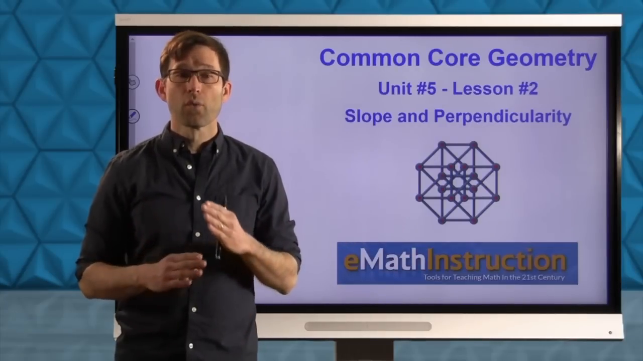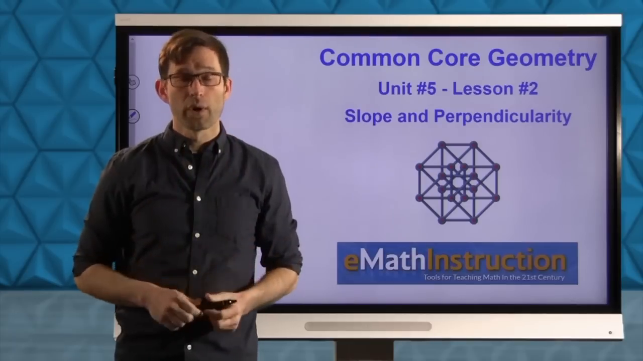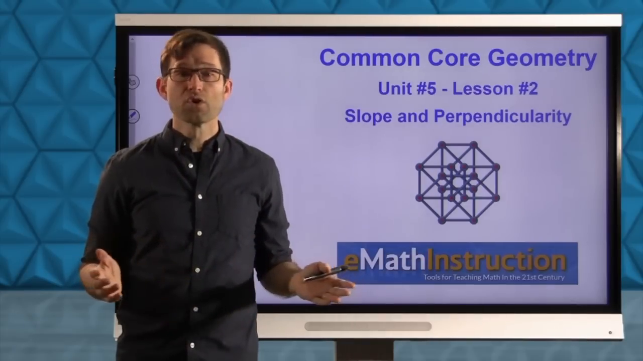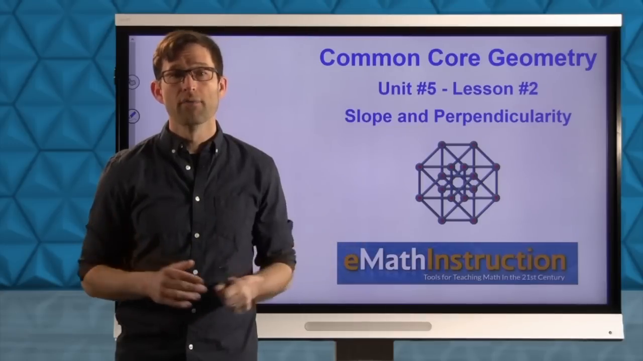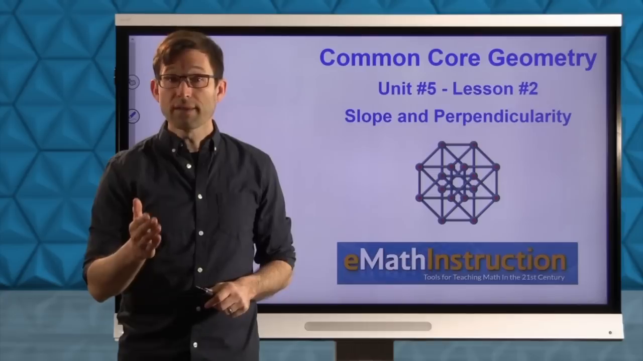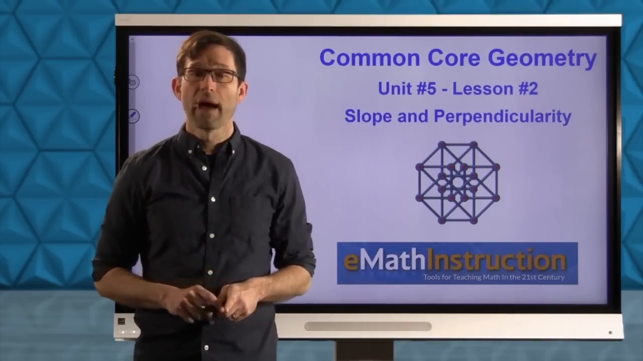Today, we're going to look at the relationship that occurs between the slopes of lines that form 90-degree angles with one another. And of course, those are critical when you look at right triangles, rectangles, squares, and a variety of other geometric figures. So let's jump right into it, and let's see if we can discover that relationship.